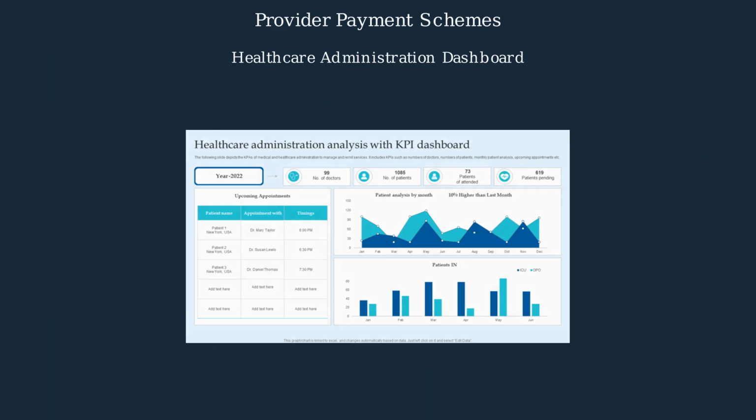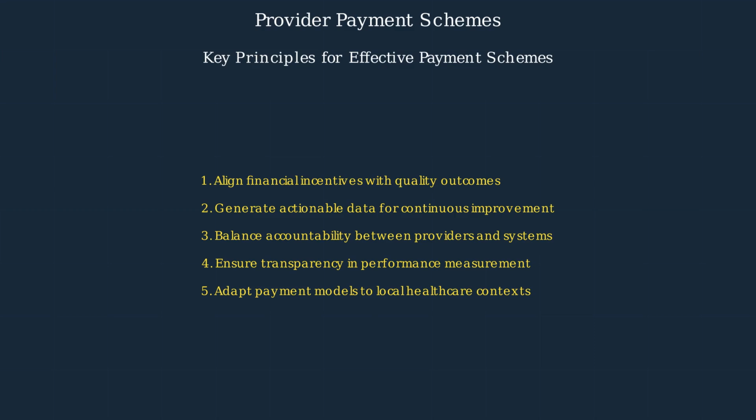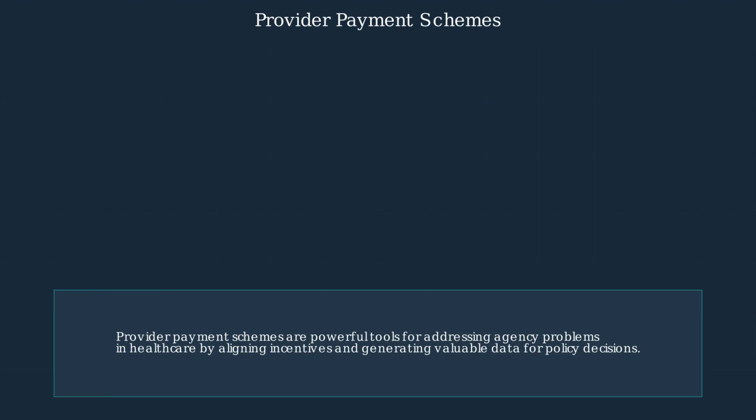Effective provider payment schemes should follow several key principles. They should align financial incentives with quality outcomes, generate actionable data for continuous improvement, balance accountability between providers and systems, ensure transparency in performance measurement, and adapt payment models to local healthcare contexts. In conclusion, provider payment schemes are powerful tools for addressing agency problems in healthcare by aligning incentives and generating valuable data for policy decisions. When properly designed, these schemes can drive significant improvements in healthcare quality, efficiency, and outcomes.